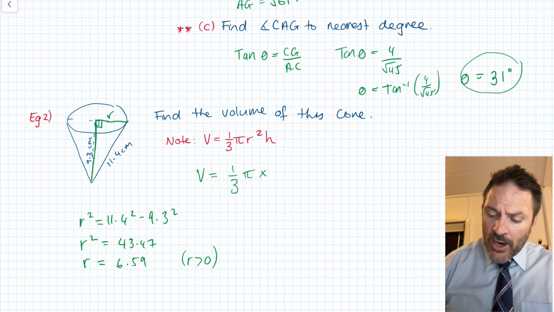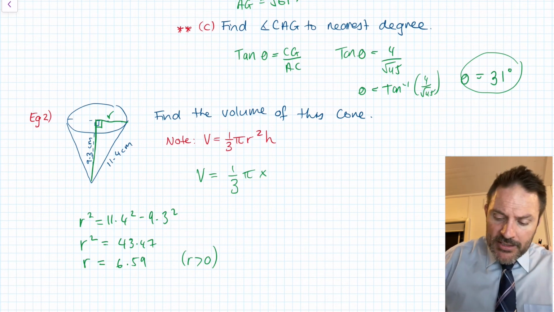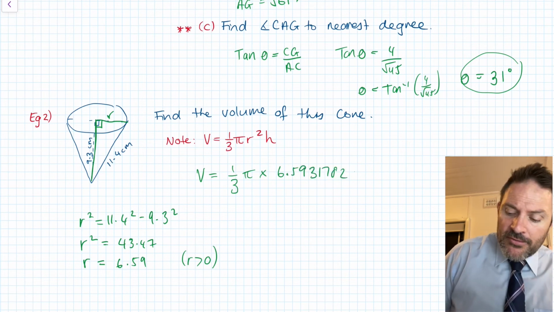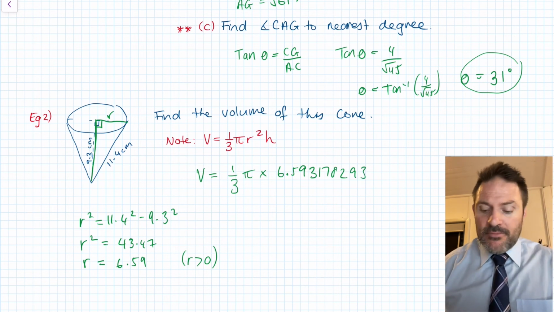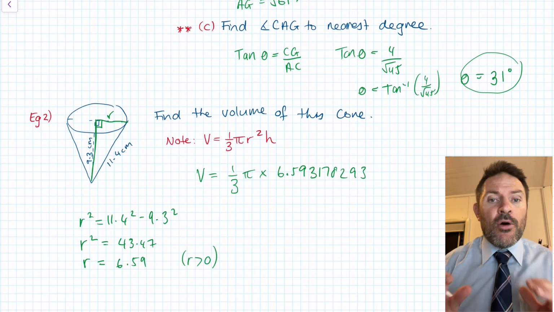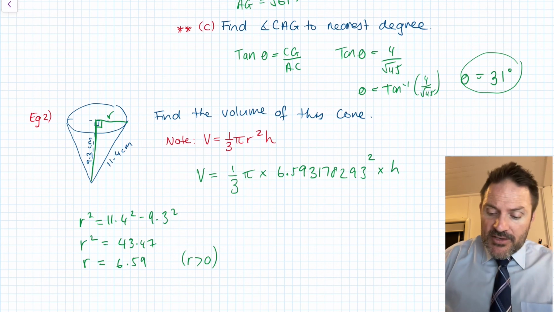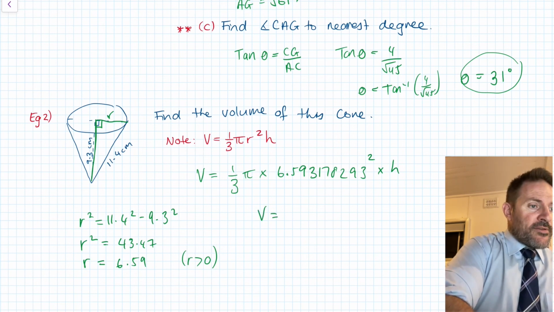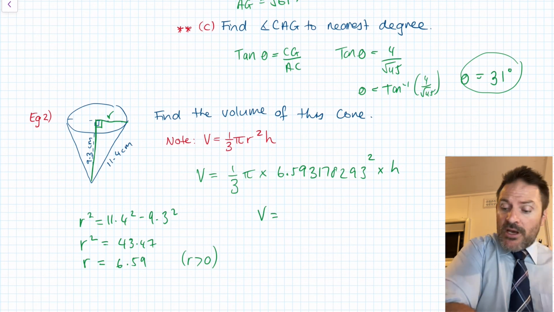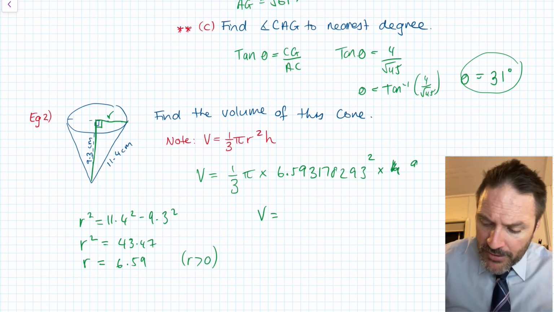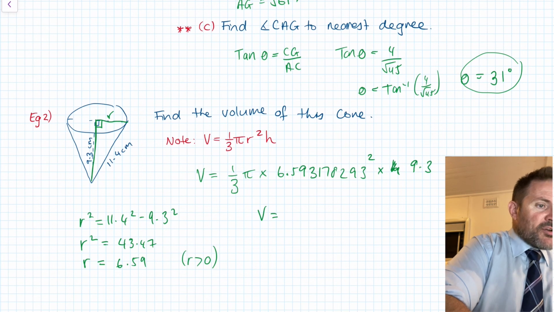Now I can come back up in here, and I'm going to put up here 6.593178293. In other words, use your answer key. Please don't use 6.59 because you want to put the whole answer in. And I'm going to times that by h, making sure that my r is nice and squared. So now on my calculator, I'm going to type in 1 over 3. I'm going to then times it by my pi. I'm going to times it by my answer squared. That's my radius squared. And I'm going to times it by my height. Now my height, of course, was 9.3 because it's your perpendicular height.